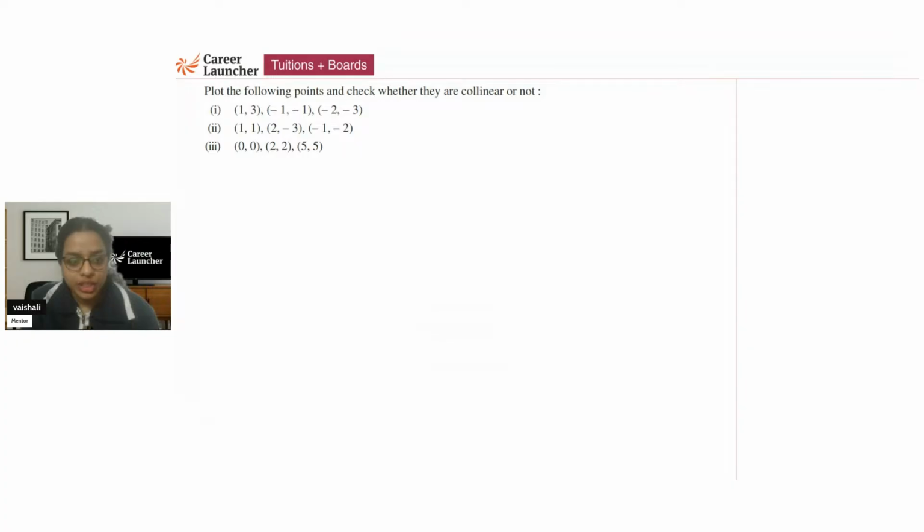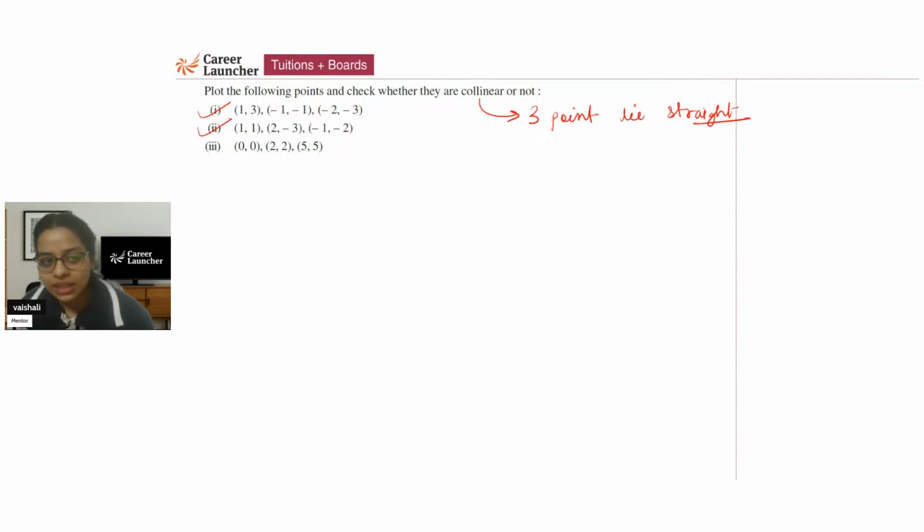Now moving on to question number 12. We need to plot the following points and check whether they are collinear or not. Collinear means अगर ये सारे points, there are 3 points in total, if they lie in a straight line, then we can say कि हाँ they are collinear to each other. So I'll do it for 2 parts. आप third point के लिए check करोगे, third part के लिए, and then let me know whether it is collinear or not. So let's start with the first part.